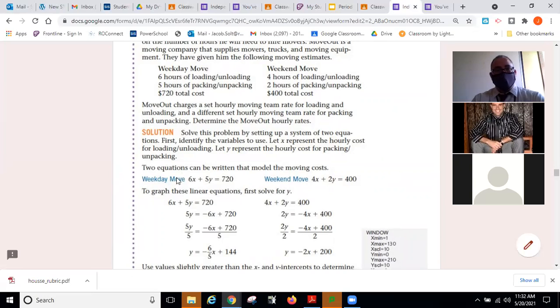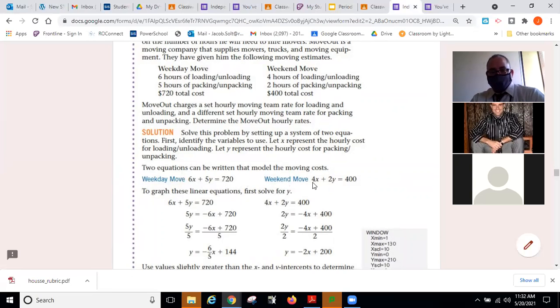Let's take a look at what the weekday move equation looks like. It's going to be 6 times X, which is the hours of loading and unloading, plus 5 times Y, which is the cost per hour of packing and unpacking. And we know that's going to equal a total of $720.